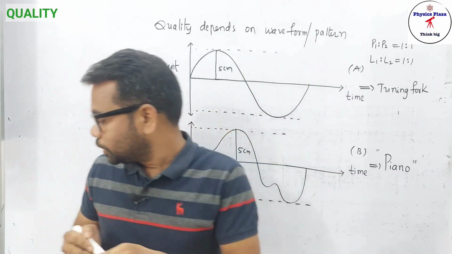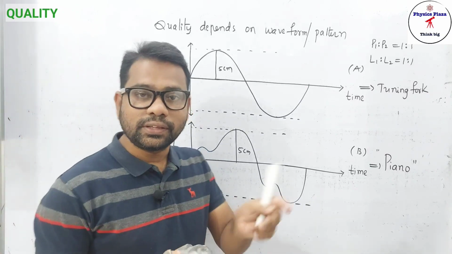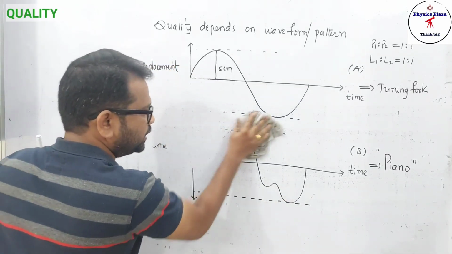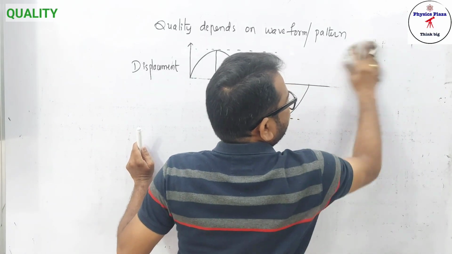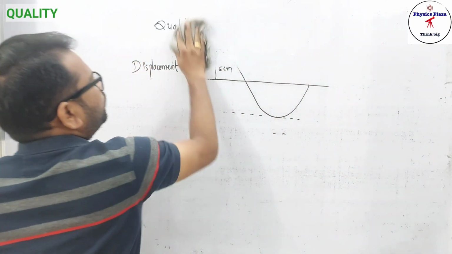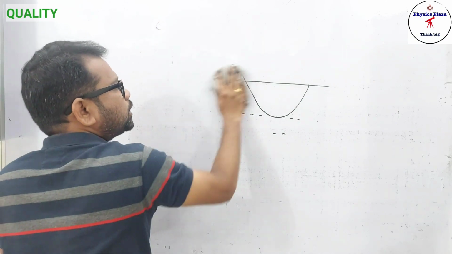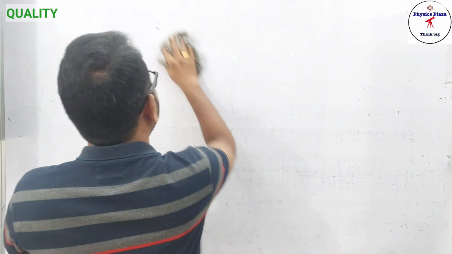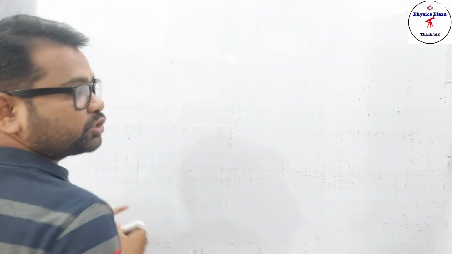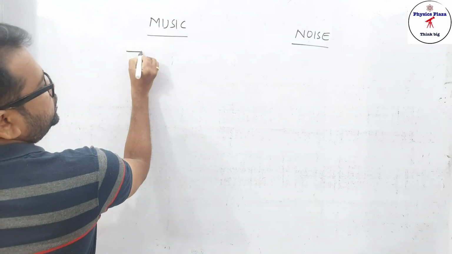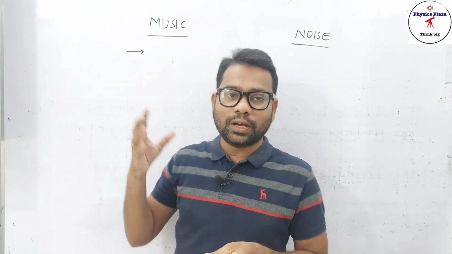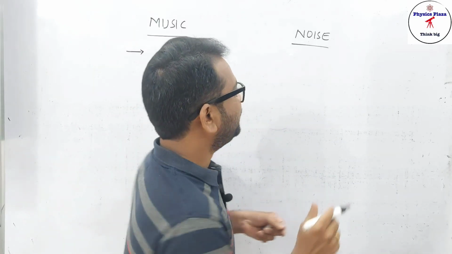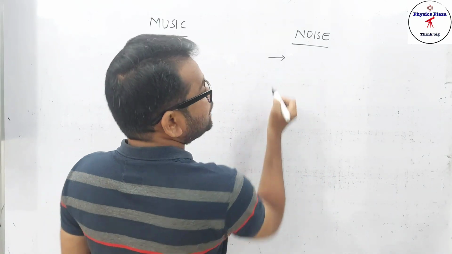Clear? Fine, children. The last point in this chapter is all about the differences between noise and music. Children, what is a common point between noise and music? Just think. The first point is that musical sounds are pleasant to hear, whereas noise is unpleasant to hear.